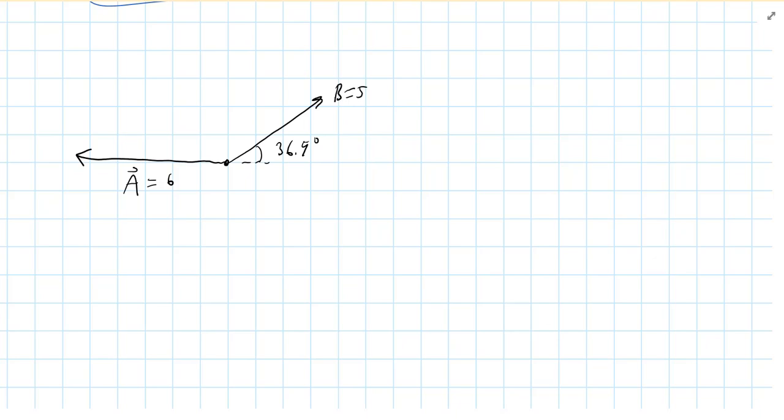That's because 36.9 is not the angle between the two vectors. This is the angle between the two vectors. You start on the first vector and you sweep to the second. That's the supplement of 36.9, which would be 180 minus that, which would be 143.1 degrees. Okay, so that's what you're going to do. Now, we're going to do this two ways.